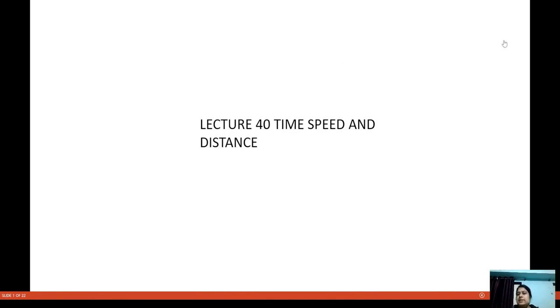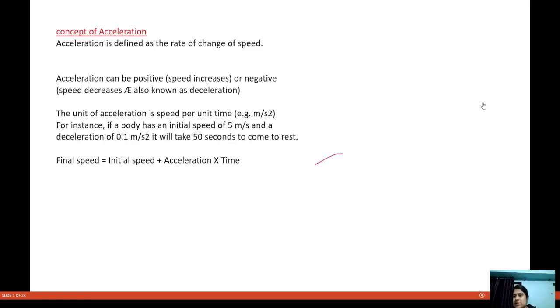Let us start with our lecture number 40, time, speed, and distance. So in this, our concept, let us start with the concept of acceleration.